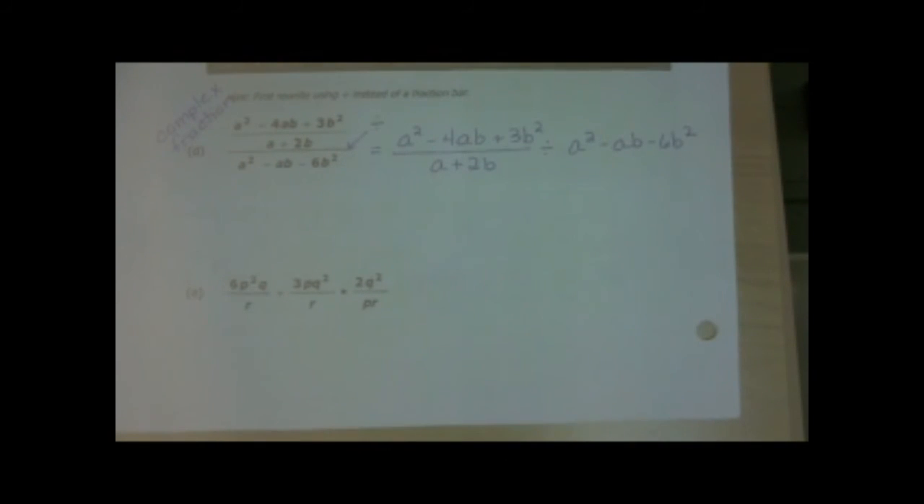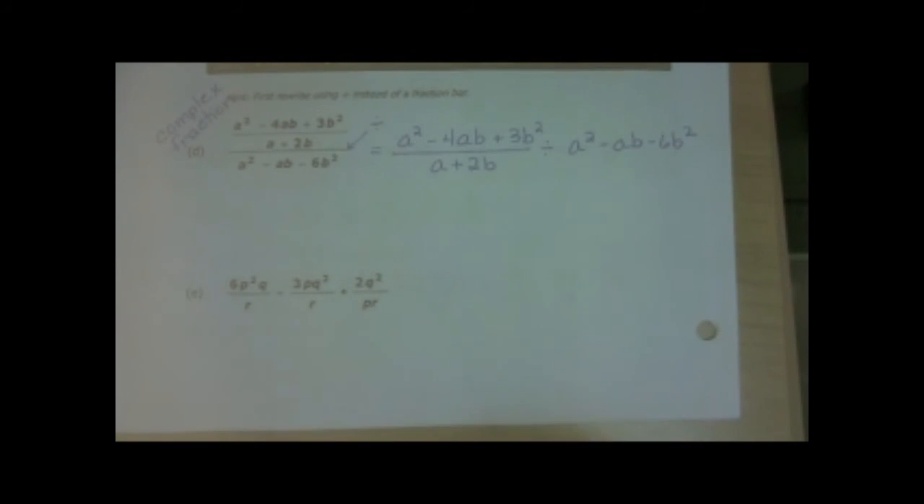So here's what I would have if I did that. I would have a squared minus 4ab plus 3b squared over a plus 2b, and this is divided by a squared minus ab minus 6b squared. All right, now I have a division problem, and we know how to do division problems. We're going to change it to multiply and flip this upside down.